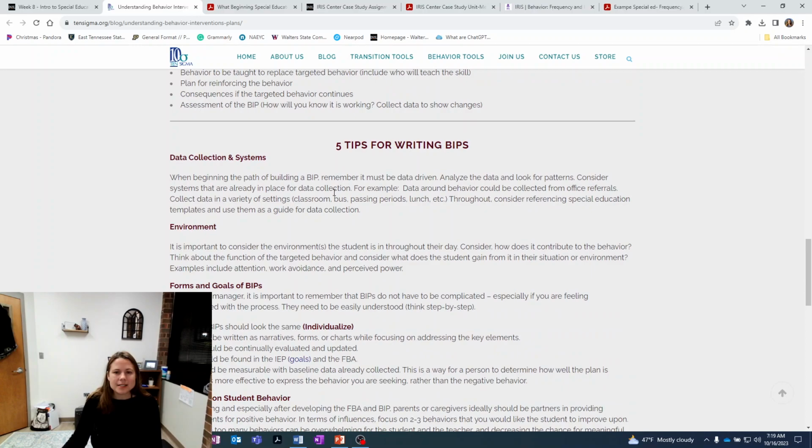Okay, here are some steps when you're writing behavior intervention plans. Of course, the first step is your data collection and the systems you have, right? We've got to analyze the data. We've got to look at the behavior around those office referrals. We have to look at the data and collect it in multiple settings, right? This could be on the bus, in passing periods, at lunch, etc.